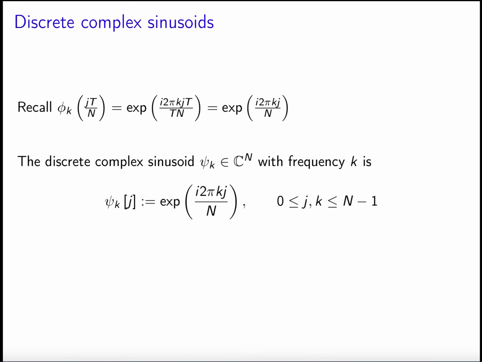To explore this question, we're going to define the vectors of samples coming from the complex sinusoids, and we're going to call them discrete complex sinusoids. Remember, when we sample at these N locations, we end up with this expression for the entries of the vector of samples. We take N samples, so the vector of samples is going to be in C^N, because it's complex. And we're going to say that the discrete complex sinusoid has frequency k if the samples come from a complex sinusoid with frequency k. I want to really make a difference between these two different indices.